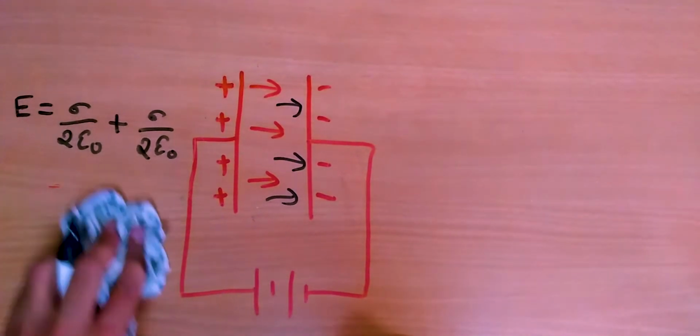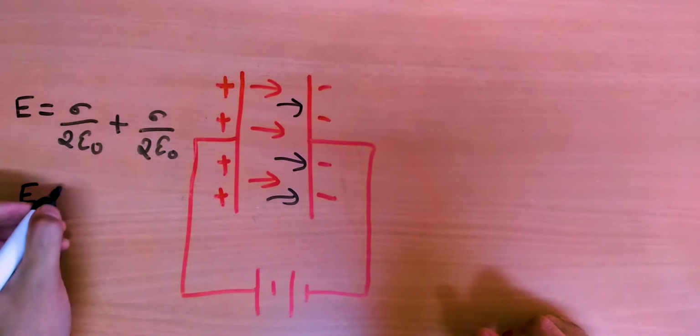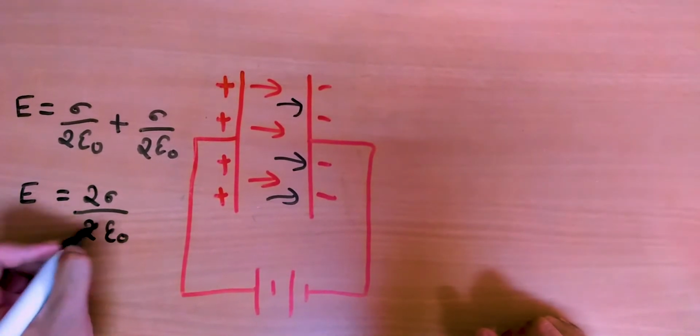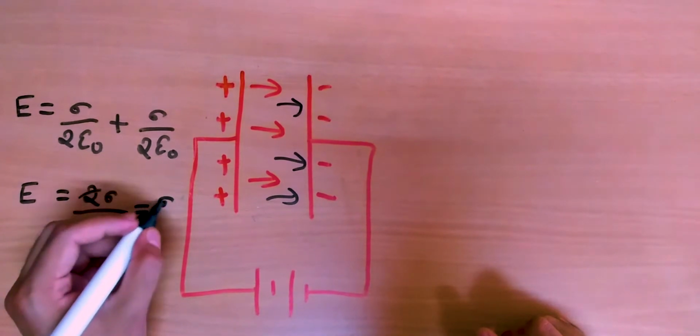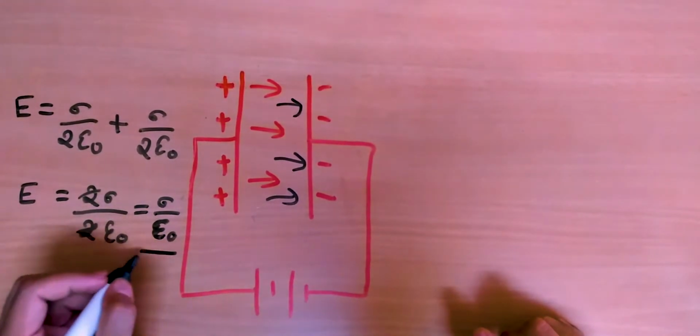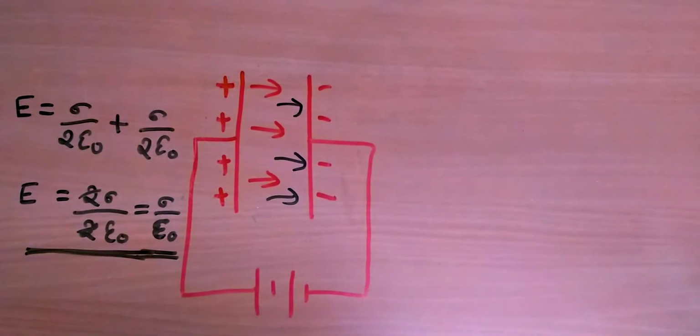So if I add these two expressions, what I get is the electric field equals 2 sigma upon 2 epsilon naught. The 2 cancel. We are left with sigma upon epsilon naught, and that is the electric field between the two plates. Right? Simple.